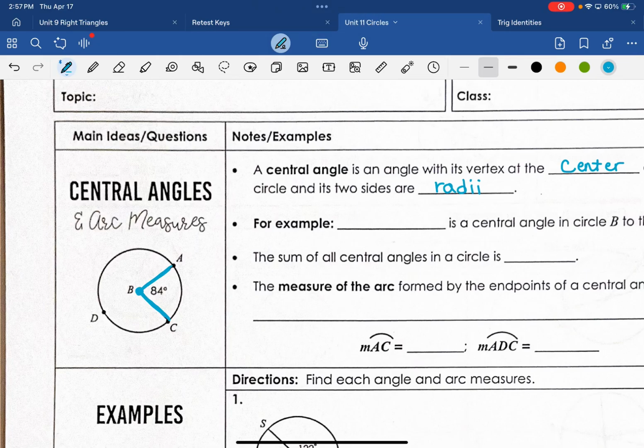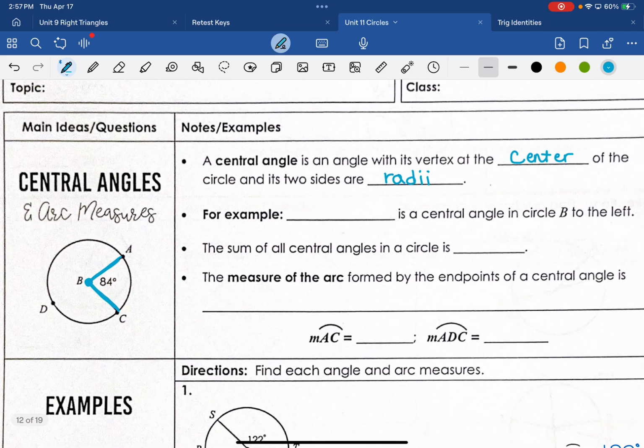So let's try this again. A central angle is an angle with a vertex at the center of the circle, and its two sides are radii. Okay? So multiple radius, radii. What would we name this angle right here? ABC. Okay? So we use the three letters around it. This is ABC, so angle ABC. It is a central angle in the circle B to the left.